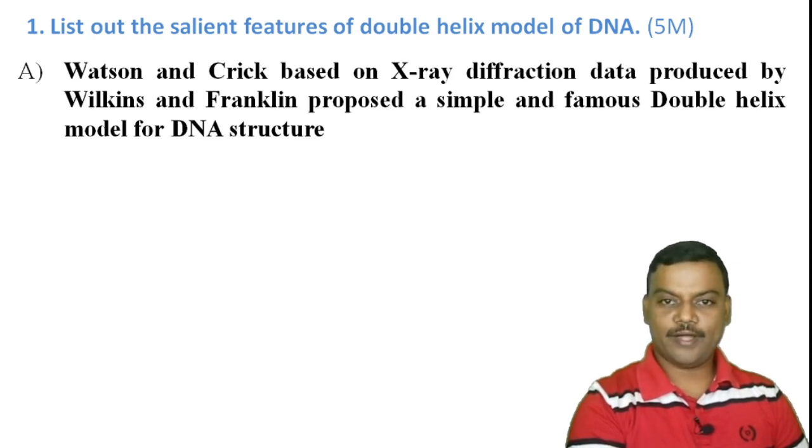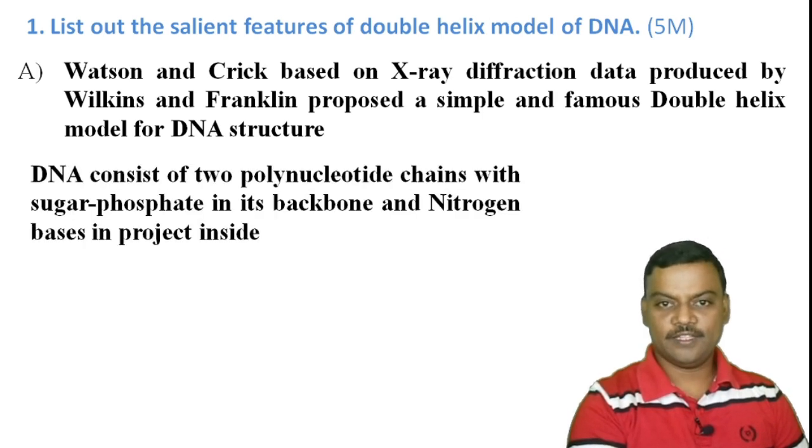For this, we should write some important valid points. The first point is Watson and Crick, based on X-ray diffraction data produced by Wilkins and Franklin, proposed a simple and famous double helical model for the structure of DNA. In this DNA molecule, two polynucleotide chains are present. In each polynucleotide chain, phosphate and sugar act as a backbone. Along with that, nitrogen bases are present on the lateral side and project inside the DNA molecule.